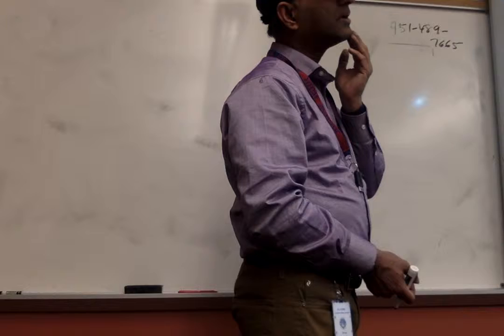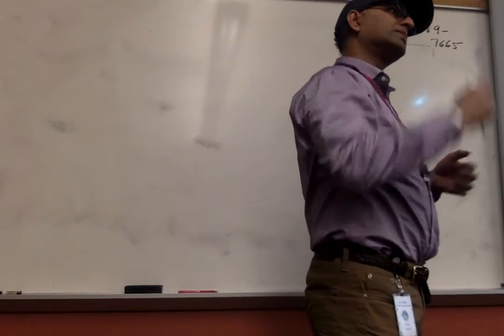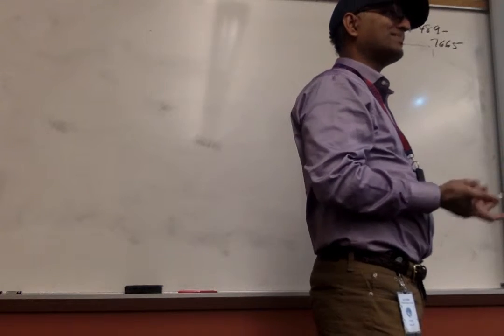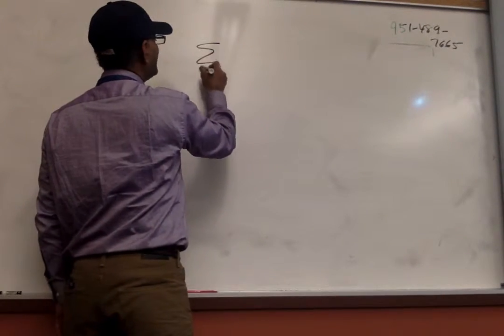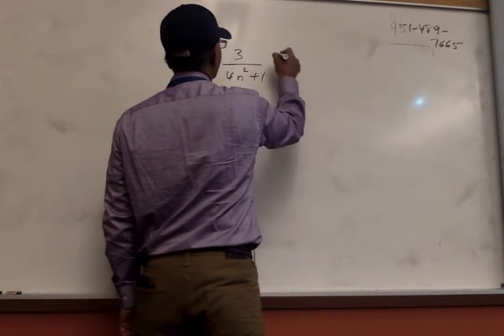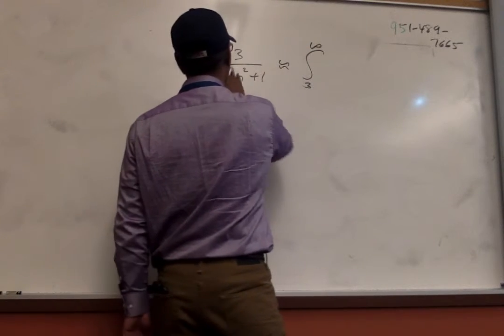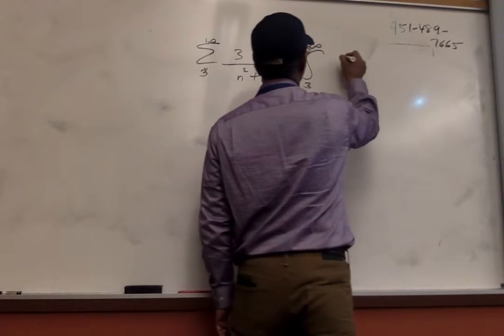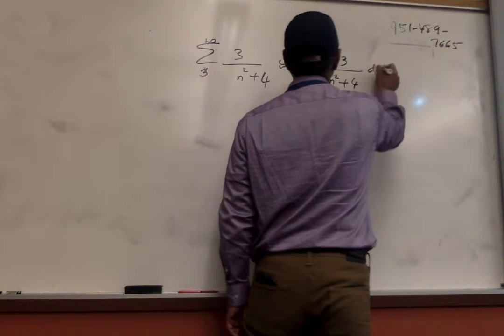But it wasn't linear in the previous problem too. We're using chain rule, remember? These are applying chain rule. So we're okay. Okay, so let's write this down please. The sum from 3 to infinity of 3 over 4n squared plus 1 is equivalent to the integral from 3 to infinity, oh sorry, thank you, of 3 over n squared plus 4 dn.